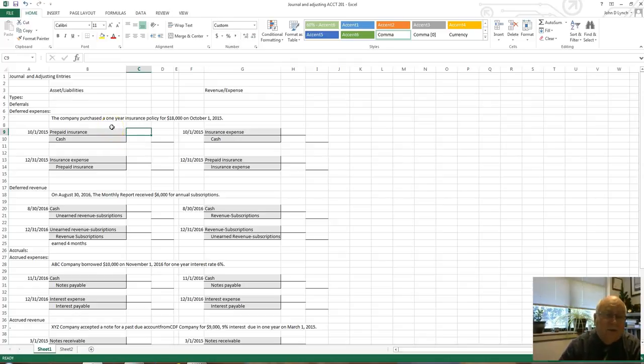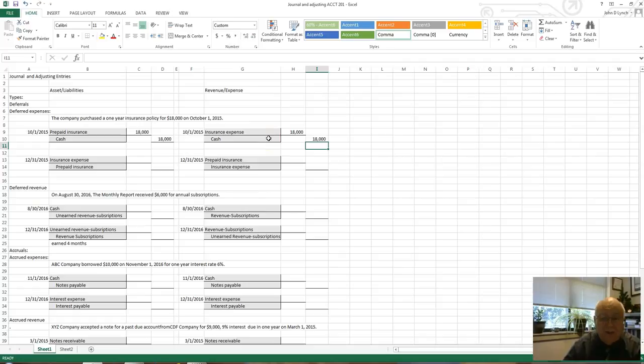The company purchased a one-year insurance policy for $18,000 on October 1st of 2015. Now that's for 1 year. Now your initial entry would be then $18,000 for both of them. And on the other approach, the revenue approach, instead of putting it into prepaid insurance because you paid a year ahead of time, we're going to go ahead and put it directly into the insurance expense and cash.